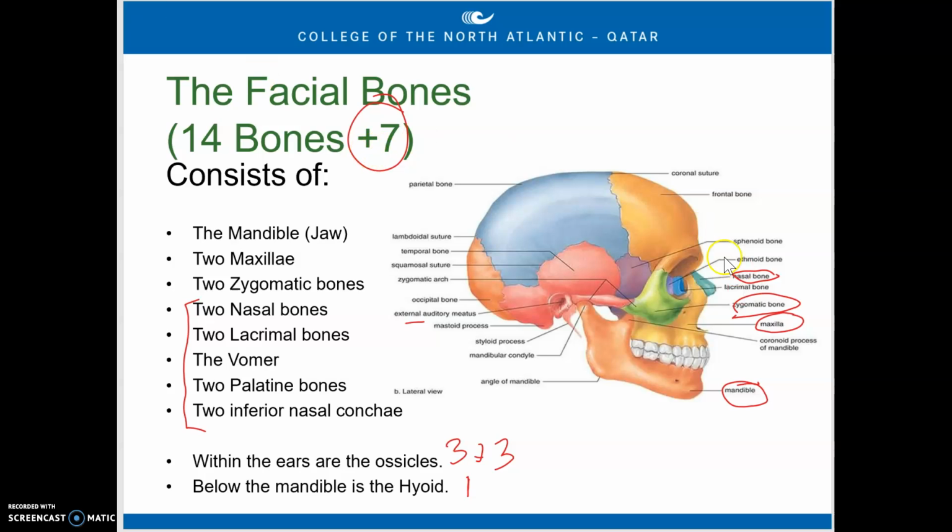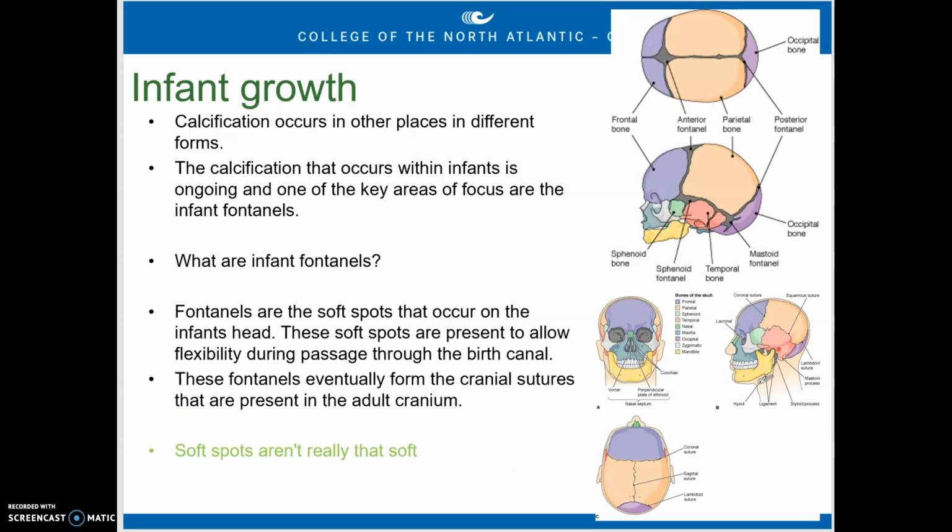You're probably asking why we have so many different bones in the skull and in the face. The reason is that as we're being developed in the womb, the bones develop from different growth centers, and each one of those growth centers gets credit for being a bone, and it goes through that process of ossification that we talked about yesterday. And we have this calcification. It occurs in different places in different forms.